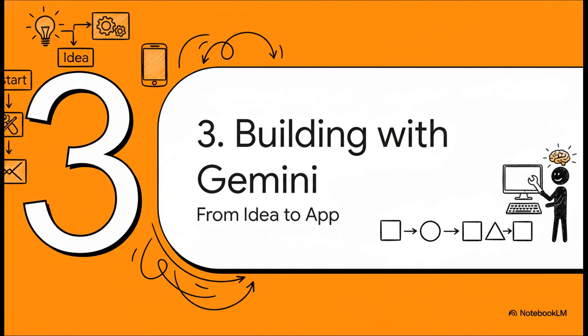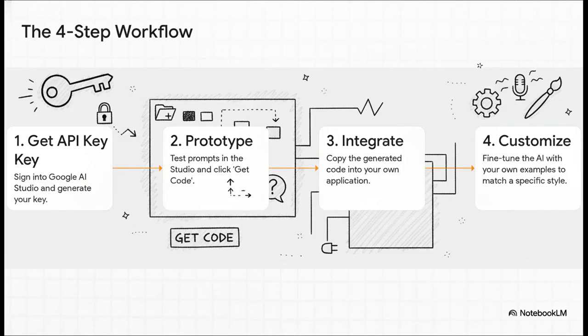Now, with all that power, you might be thinking, okay, this has got to be incredibly complicated to use. But Google has actually designed a workflow that makes the whole process surprisingly straightforward, even for people who aren't expert coders. The workflow is just designed to be super efficient. So you start by getting your API key. Then you can immediately start prototyping your idea in Google's AI Studio. And this is a huge time saver because you can test prompts, you can drag and drop files, and you could do all of this without writing a single line of code. Then, once you're happy with how it's working, the studio literally generates the code for you to integrate right into your application, where you can even fine-tune the model to match your own specific style.